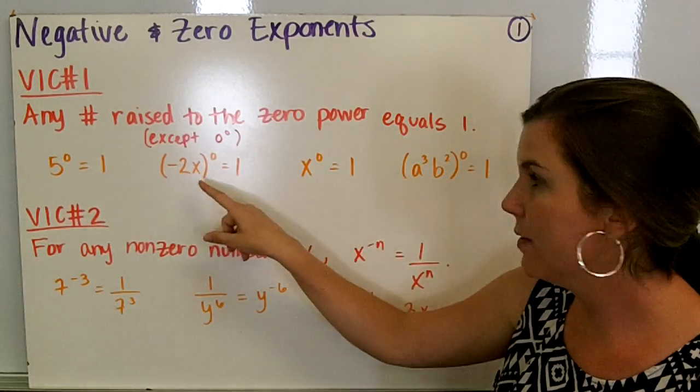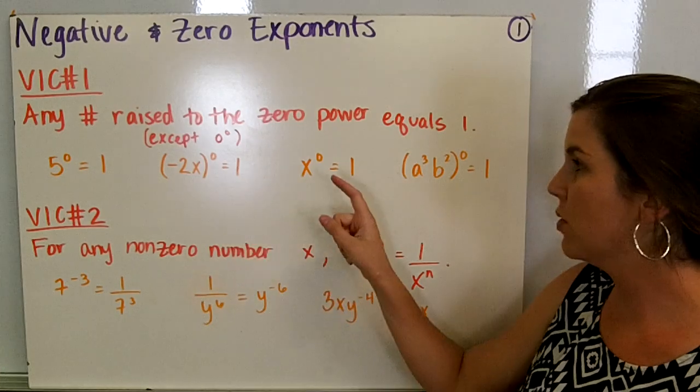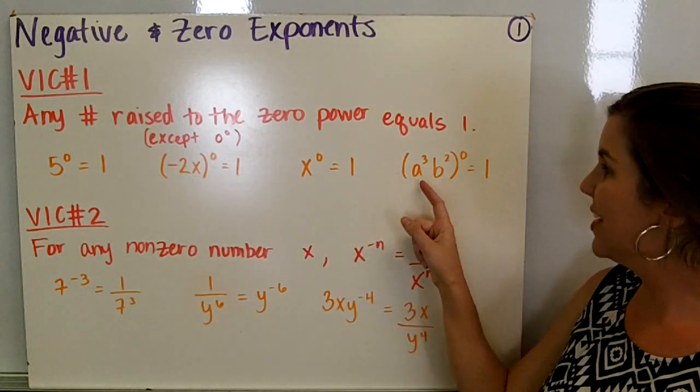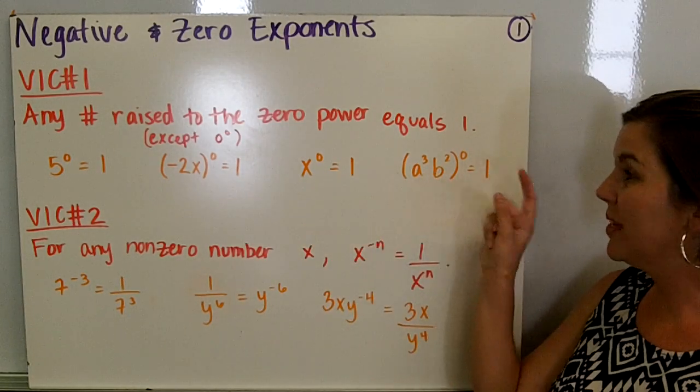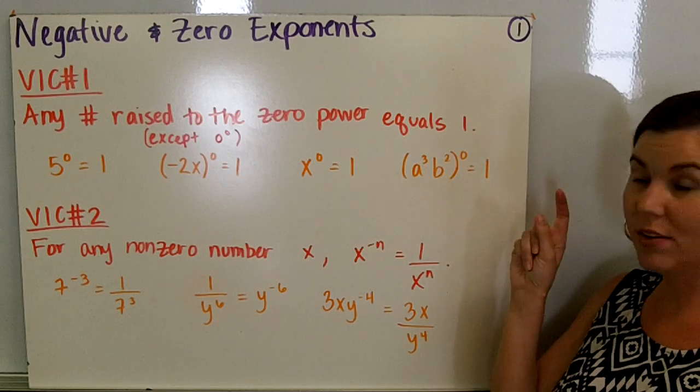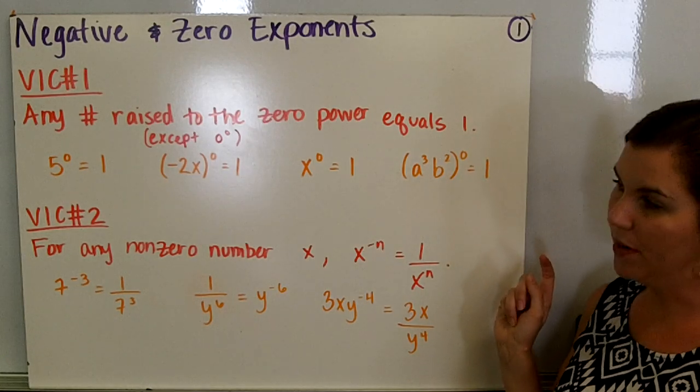The quantity negative 2x to the 0 power equals 1. X to the 0 equals 1. The quantity a to the third b to the second raised to the 0 power also equals 1.